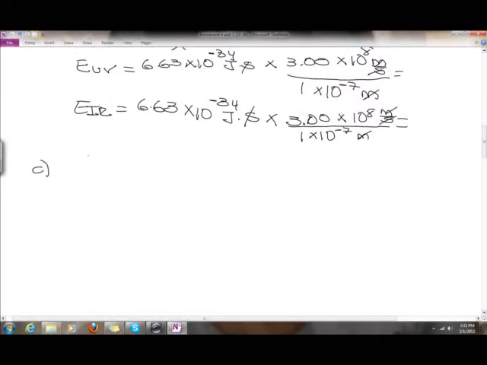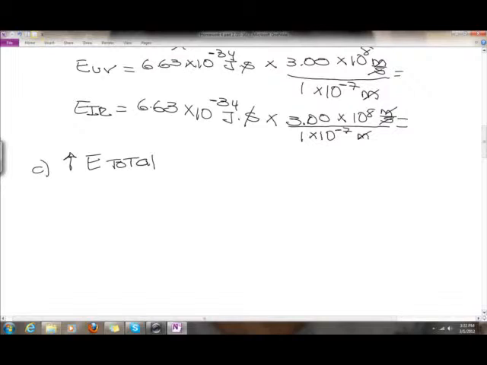If you increase the intensity of the light or electromagnetic radiation, you are increasing the total energy, but not the energy per photon, which is going to be the same. Remember, this is per photon, and this is per photon.